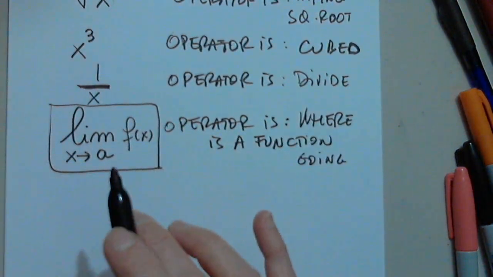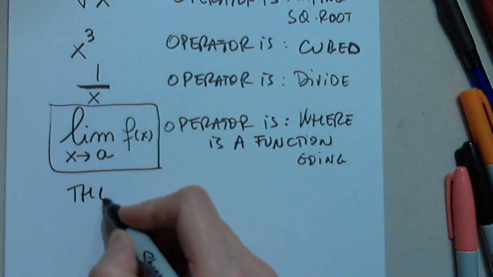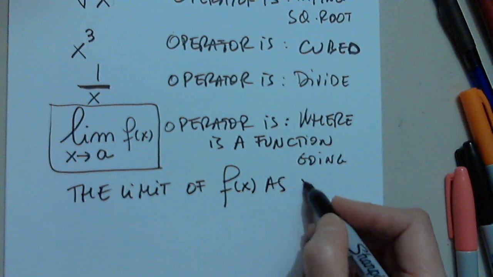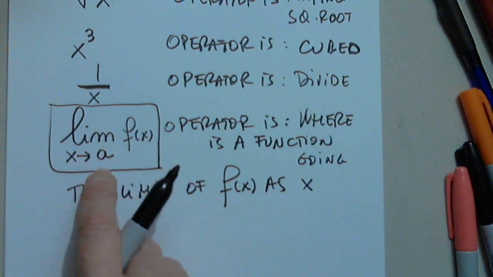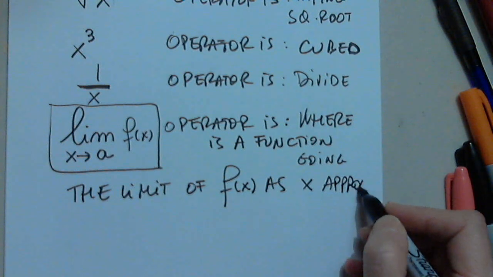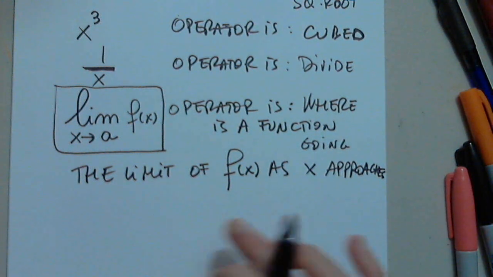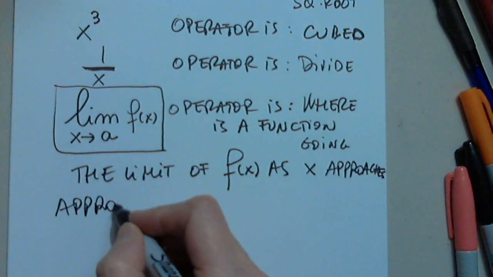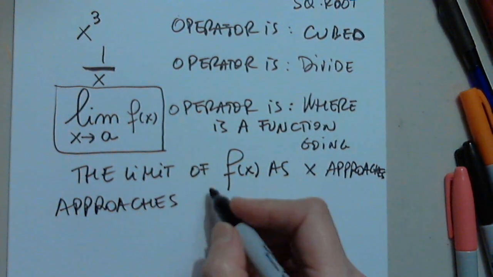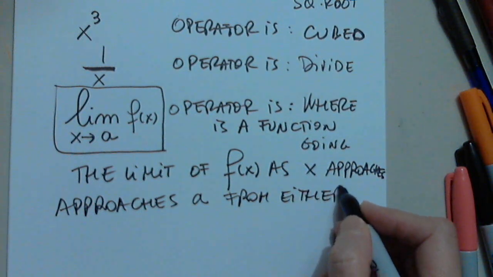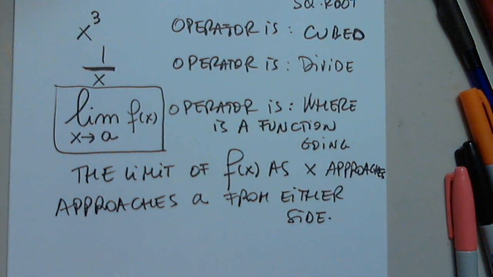I'm going to write it for you. So first of all, how do we read this? The limit of f of x as x approaches a. As x approaches a from either side. And you can say, all this wording is in there. Yes, everything is in there.